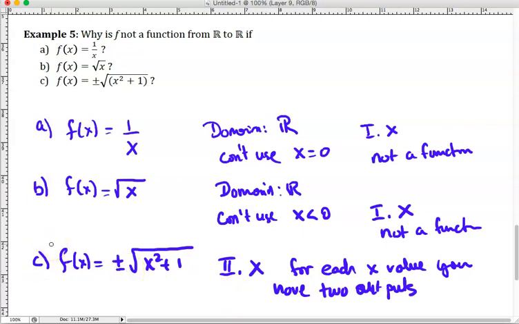All right, so this is the end of section 7.1. In the next section, we're going to look at some properties of functions.